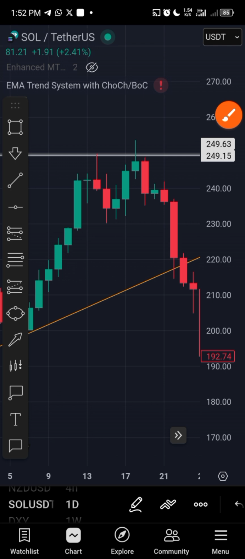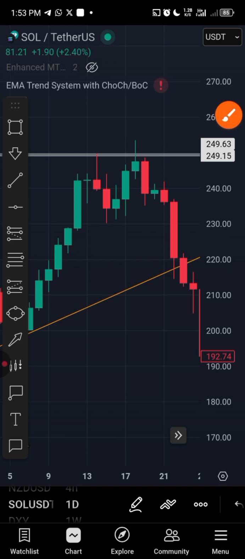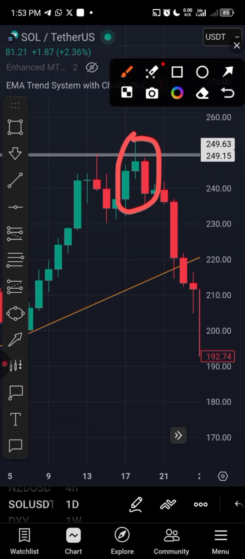Now if you look at this place, this is the morning star, this is the evening star I talked about. You can see two green, one is smaller than the first one. This one is bigger than this one. Then there is a red right there. So when you see this kind of pattern happening right here, you know that there is a sell-off coming.